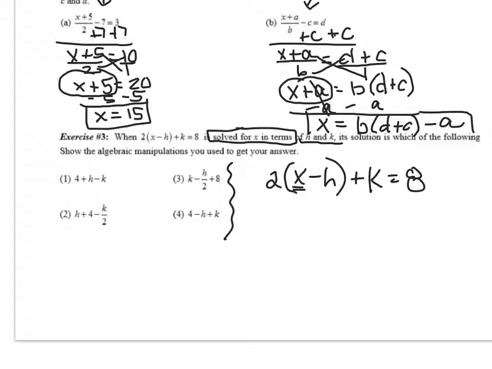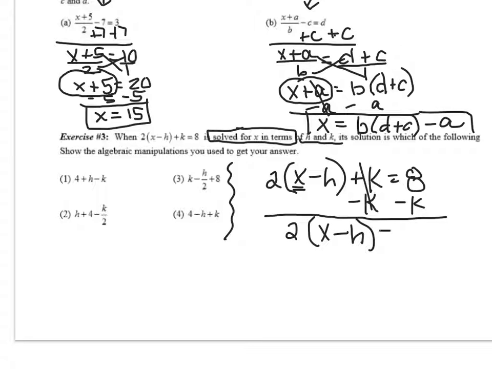All right, so the first thing to get x by itself here is let's get rid of this plus k by doing minus k to both sides. We're just going to take it step by step and try and get that x all by itself. On this side, we end up with 2 times x minus h equals 8 minus k.